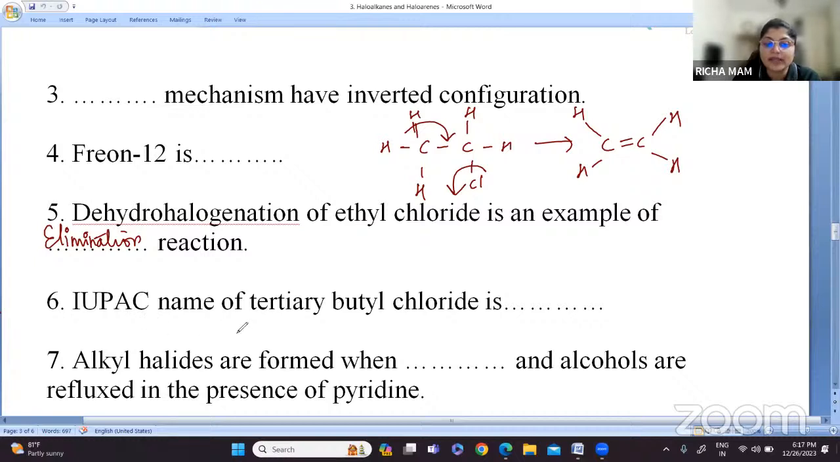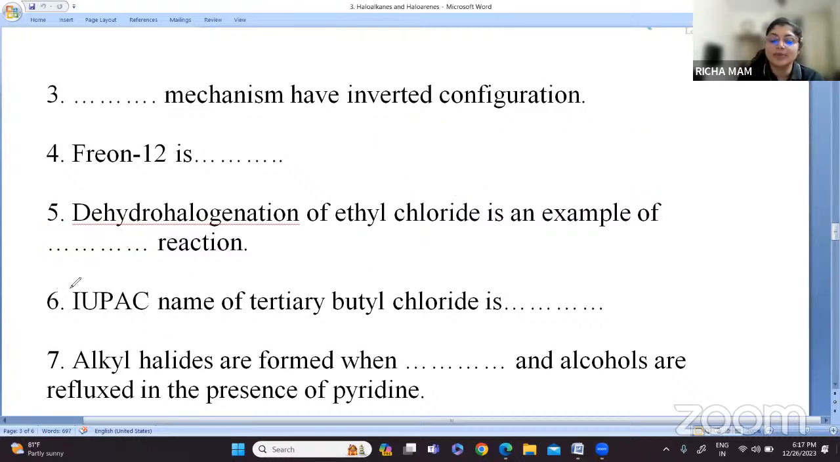Next question. IUPAC name of tertiary butyl chloride is. What is the IUPAC name of tertiary butyl chloride? This is the structure of tertiary butyl chloride. Your carbon has three other carbon atoms and a chlorine atom, so it is tertiary butyl chloride. What is the IUPAC name of this particular compound?